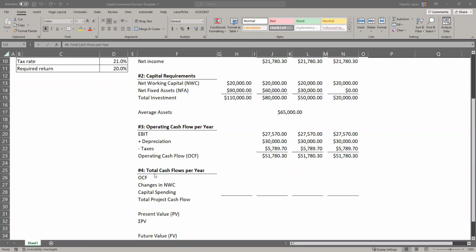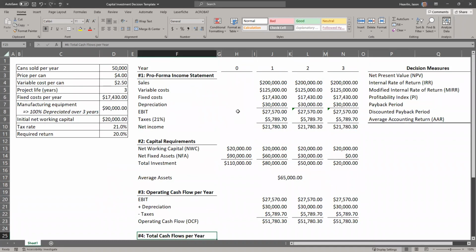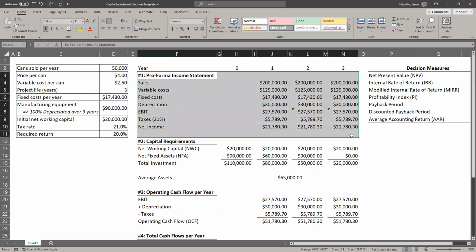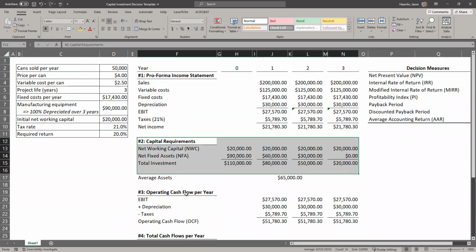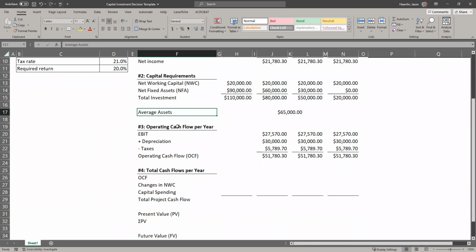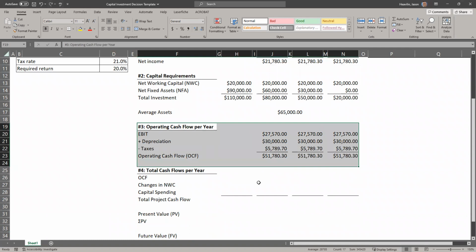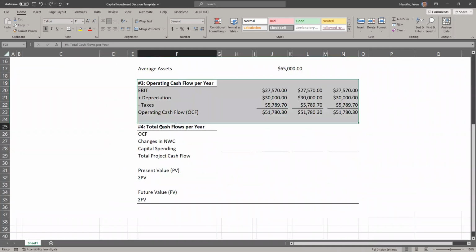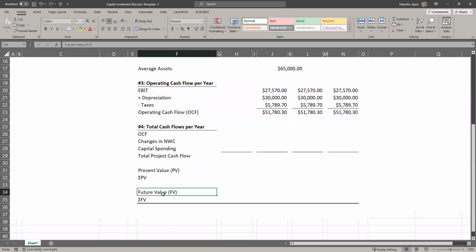In this video, we're going to address the total cash flow per year, which is number 4 of the 4 items that we're completing in this process. On previous videos, we did the pro forma income statement, the capital requirements, average assets, and operating cash flow. Now we're going to use this information to move into total cash flows per year, present value, and future value of those cash flows. So we will start by filling out the operating cash flow that we already calculated here.